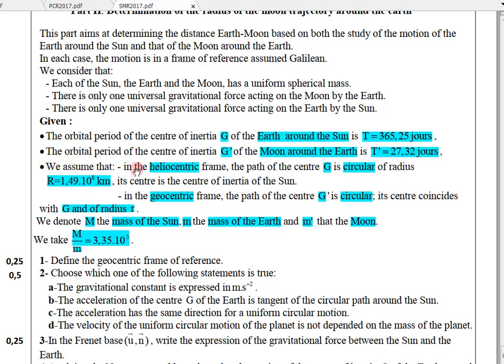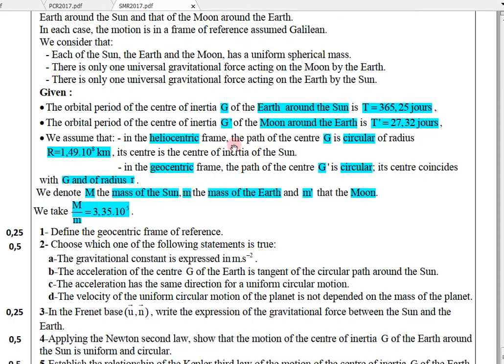We assume that in the heliocentric frame, the path of the center G of the Earth is circular of radius big R equal to 1.49 times 10 to the power 8 kilometers. So this is the distance from the Sun to the Earth, Distance Sun-Earth. Its center is the center of inertia of the Sun. So this is the definition of the heliocentric frame.